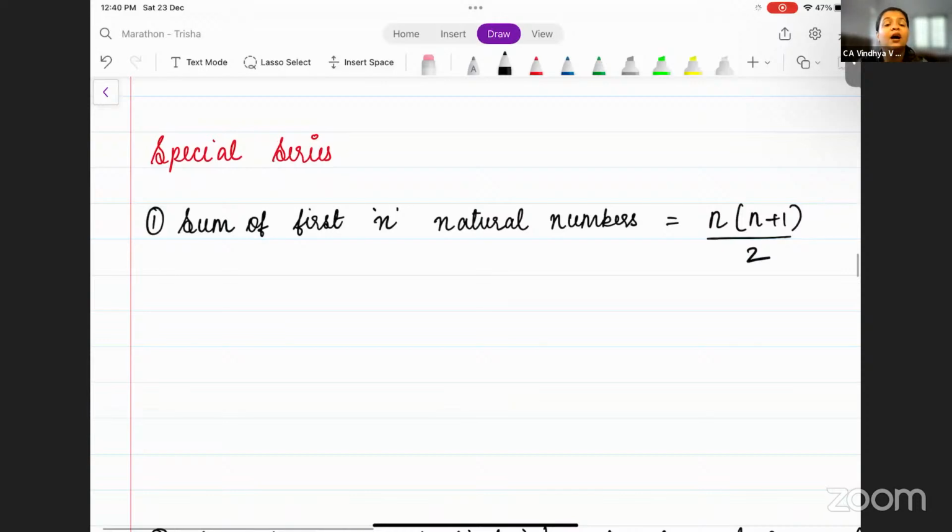All right. Now, other than AP, we have something called special series. In special series, you have 4 different formulas. Out of those 4 formulas, 2 follow AP and 2 do not. They have been given in the material for us to study. They are different from AP and GP and have been given separately. They are called special series.